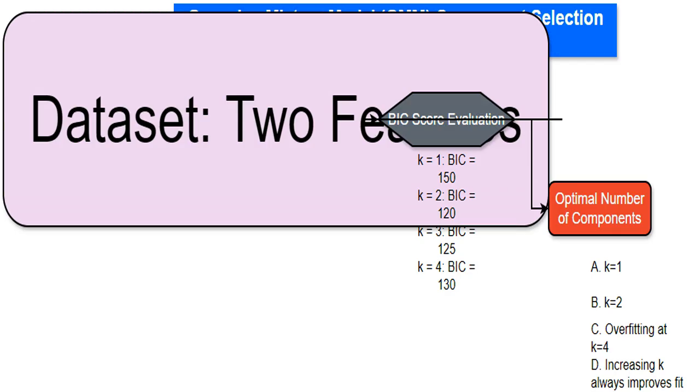Okay, so we're working with a dataset that has two features. This means each data point is described by two values. Think of it like plotting points on a simple graph. Each point has an x and a y coordinate.